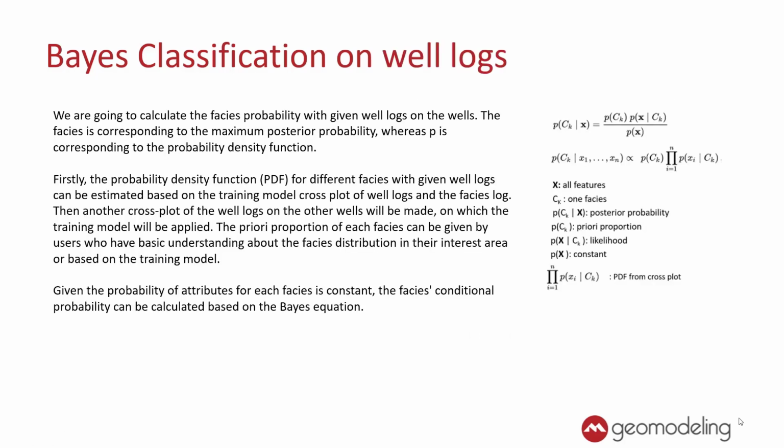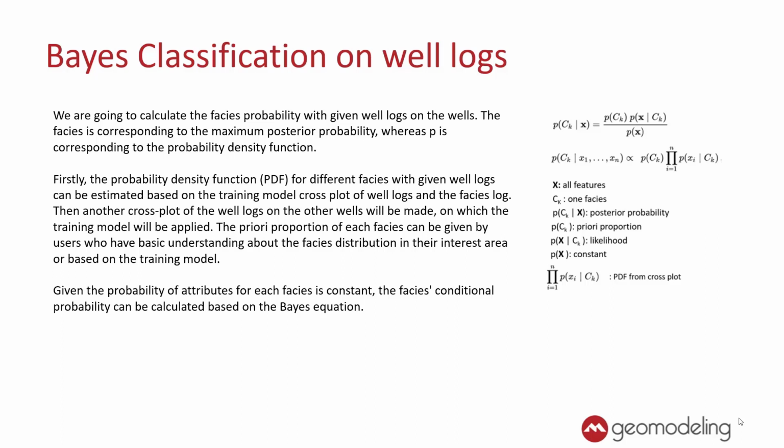For the workflow of Bayes classification on well logs, we are going to calculate the facies probability with given well logs on the wells. The facies is corresponding to the maximum posterior probability, whereas P is corresponding to the probability density function. Firstly, the probability density function, PDF, for different facies with given well logs can be estimated based on the training model cross-plot of well logs and the facies log.